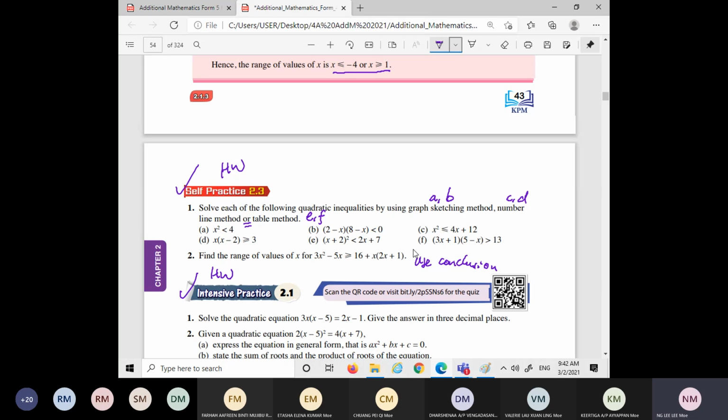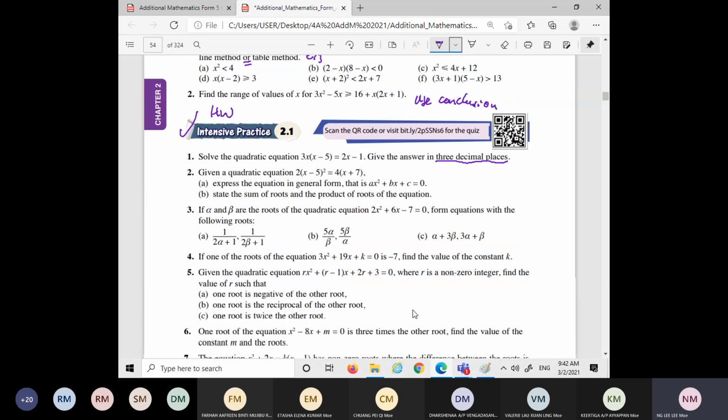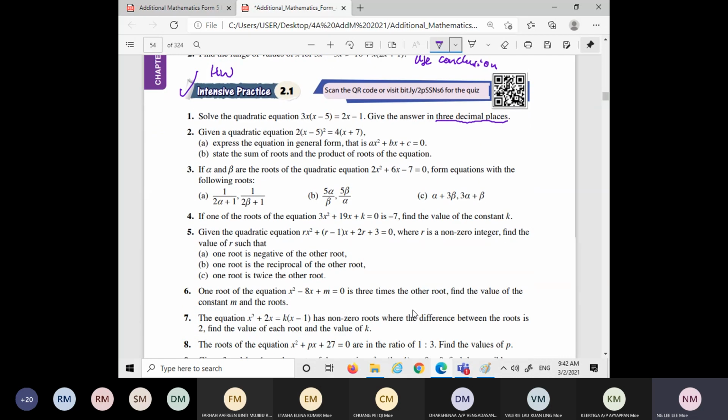Okay, in Intensive Practice 2.1, there are a few things I want to draw your attention to. First question, they say give your answer in 3 decimal places. If they mention it in the question, you have to strictly follow the conditions of the final answer. This one they want in 3 decimal places. Then we go down some more. Number 7, you have to understand the meaning of non-zero roots. Non-zero roots means the roots are not 0.